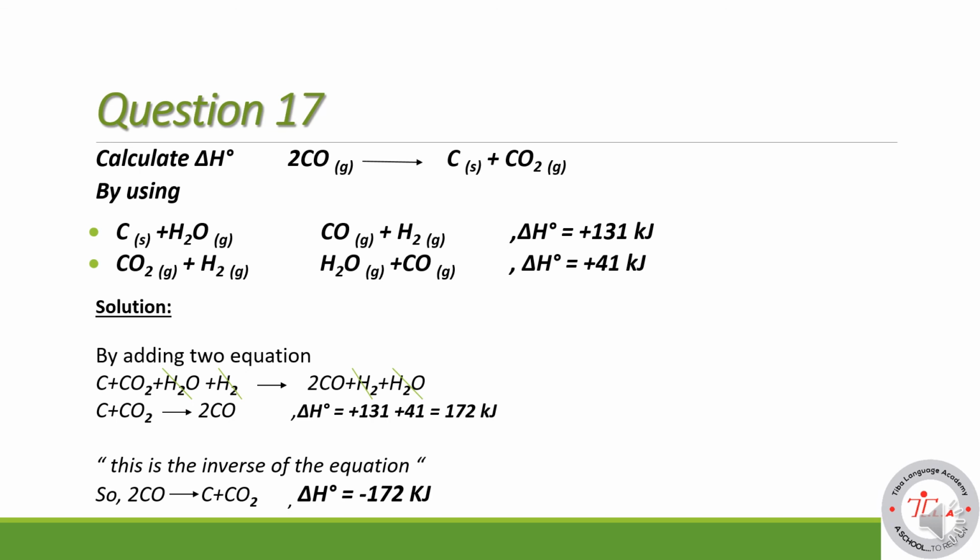And we notice that it is the inverse of the original equation, so we will make an inversion. This inversion will be 2CO producing C plus CO2. It's not a formation here, it's a decomposition. And delta H here will be the inverse of delta H before. That makes the positive 172 become negative 172 kilojoule.